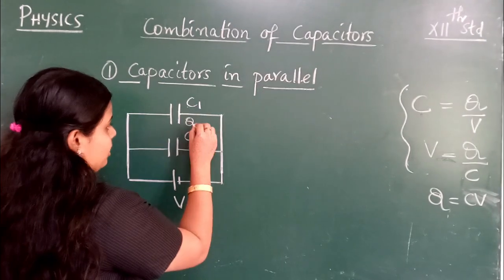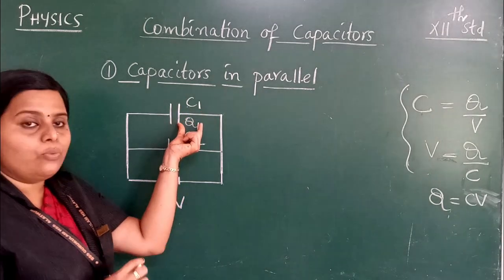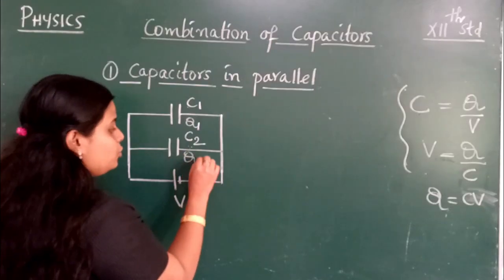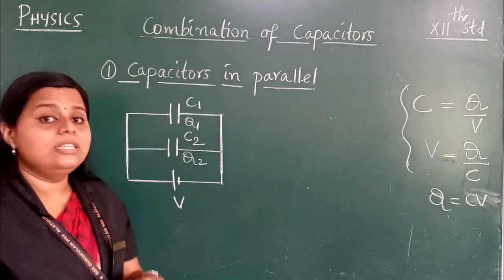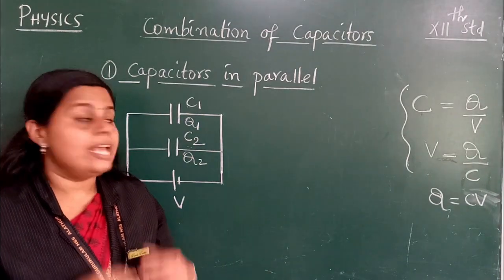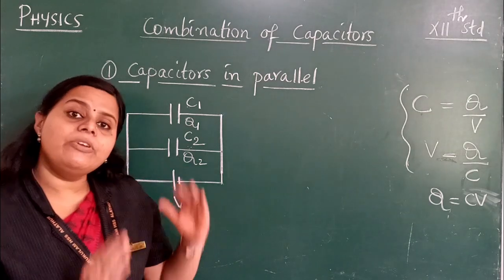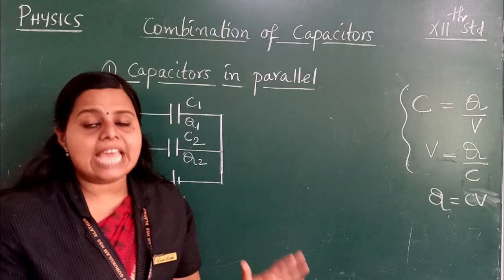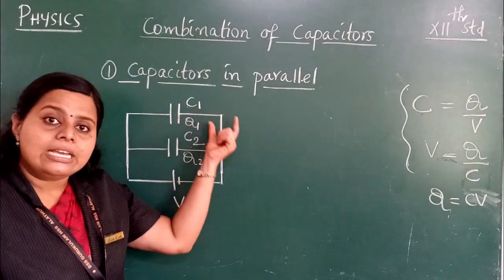are also different. That is, the charge on the plate of capacitor C1 will be Q1 and that of C2 will be Q2. Since the current flowing through each of these capacitors is different, the charge also will be different. Okay, so what about the potential difference? How will the potential difference be here? It will be the same. The potential difference across the two capacitor plates will be the same.